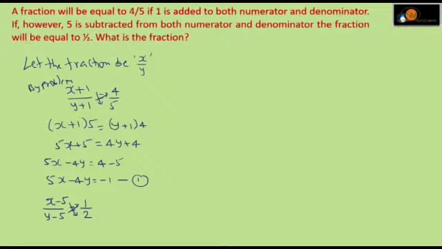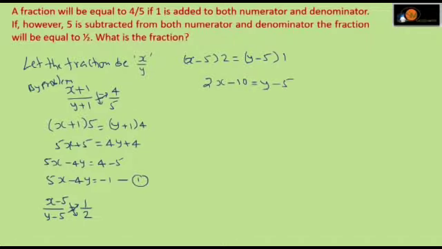From this, x minus 5 into 2 is equal to 1 into y minus 5, or y minus 5 into 1. 2 into x, 2x minus 2 5s are 10 is equal to y into 1, y, 5 ones are 5.